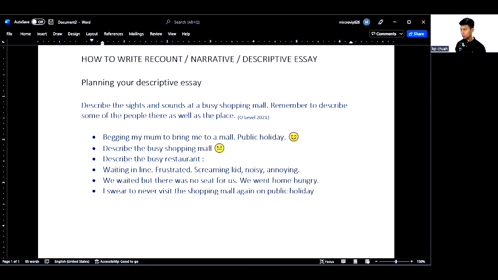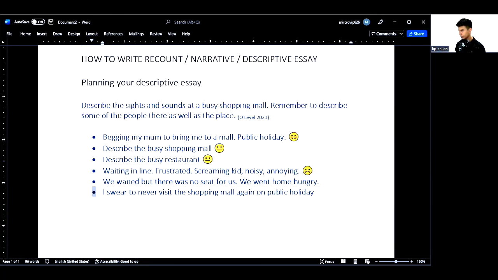And then describe the busy restaurant. Again, oops, there you go. And when you're waiting in line, there's a screaming kid. That's when you start to feel very frustrated. Yeah. And then again, there was no seat. You went home hungry. Definitely not very pleasant experience. And there you go. You can see based on the emojis here, these 6 things. Okay, each paragraph shows a particular emotion of a certain intensity, right? Positive, negative, and then what kind of intensity.